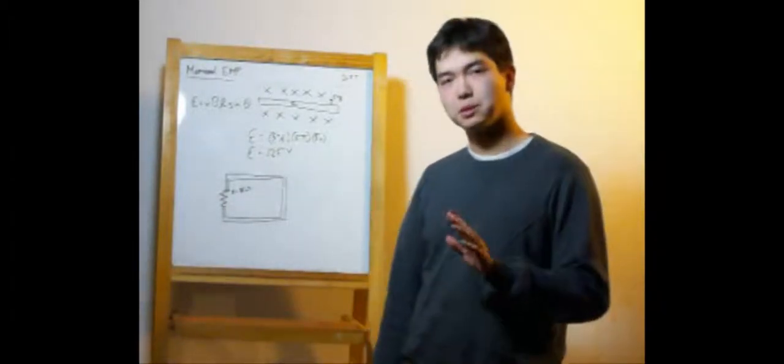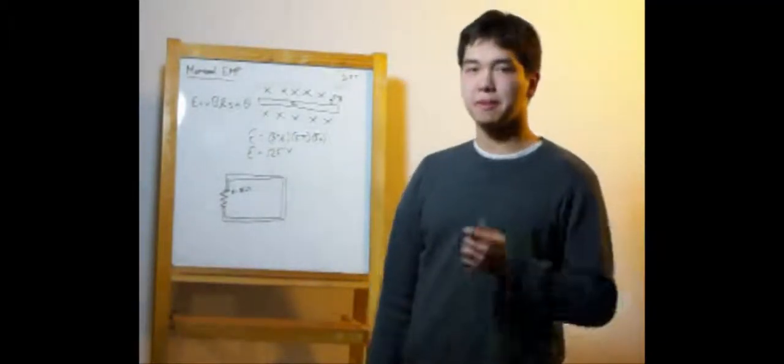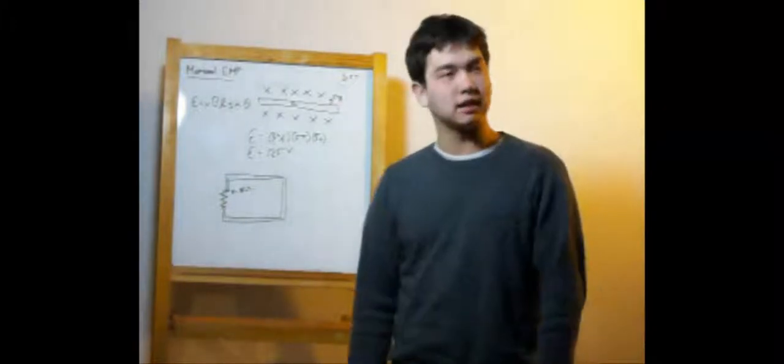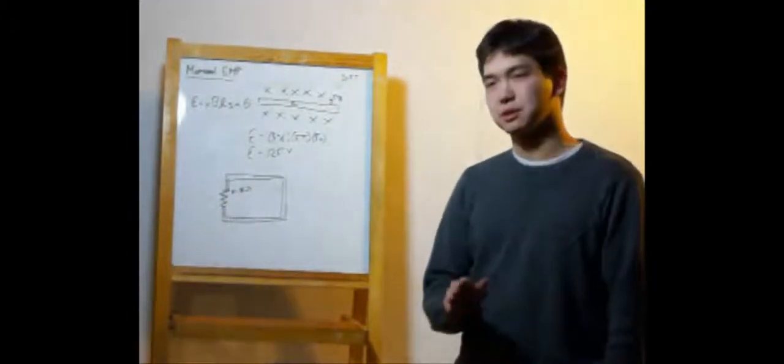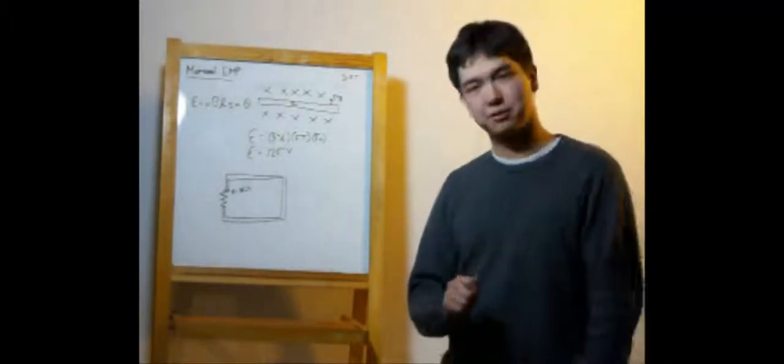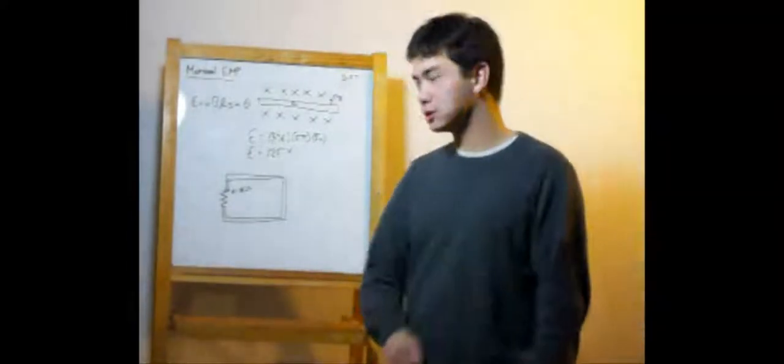Today's topic, motional electromagnetic force. If you have a metal object and you're swinging it around inside a magnetic field, electricity is going to be produced. In other words, an electromotive force will exist. So let me show you how that's done.